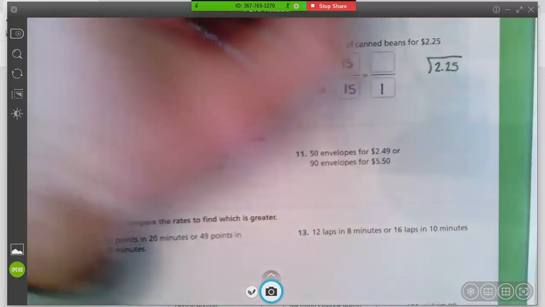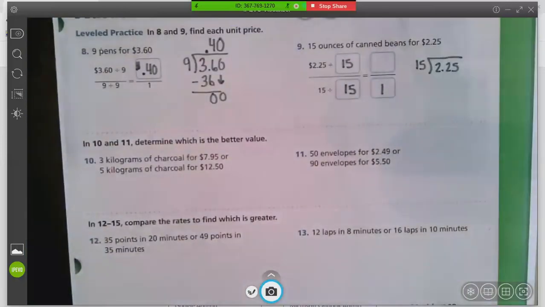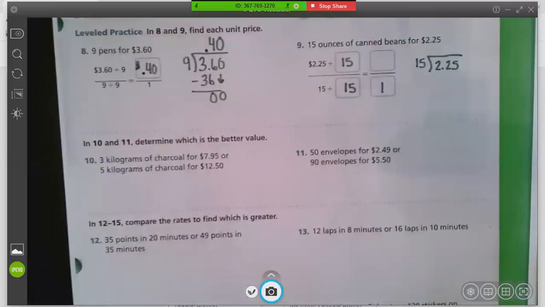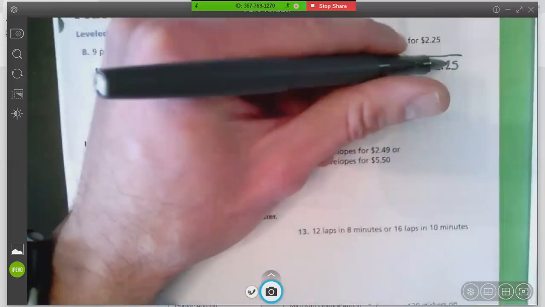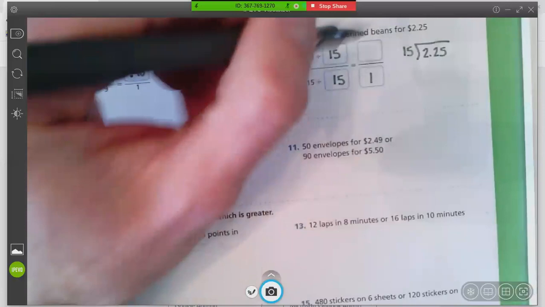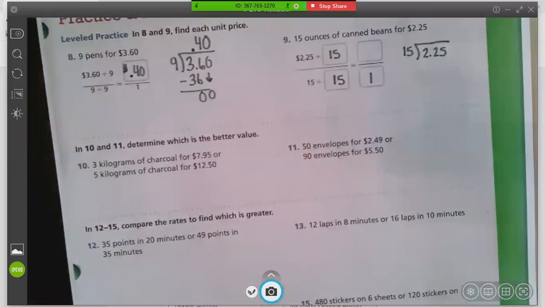$2.25 divided by 15. How many times does 15 go into... Oh my goodness. Siri was starting to answer that for us. How many times does 15 go into 2? It can't. How many times does 15 go into 22? 1. You can let Siri answer it.